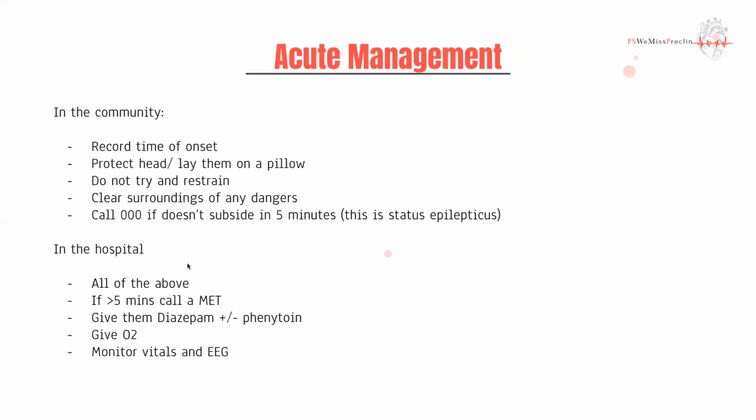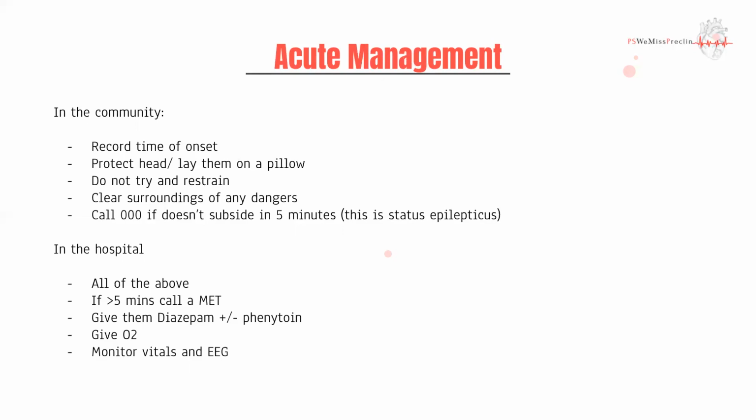In terms of acute management in the community, you want to record the time of onset to know how long it's been going on for. You want to protect the head from any jerking movements, make sure it doesn't hit anything. Really, really important that you do not try and restrain these patients. You clear the surroundings of any danger, and you call the ambulance if the seizure doesn't subside in 5 minutes.